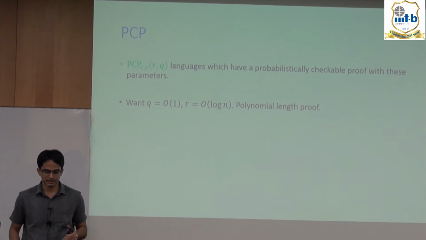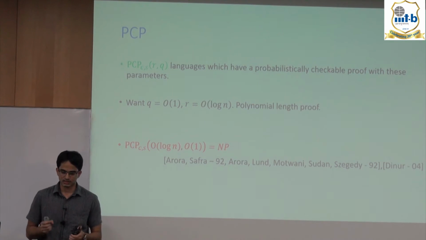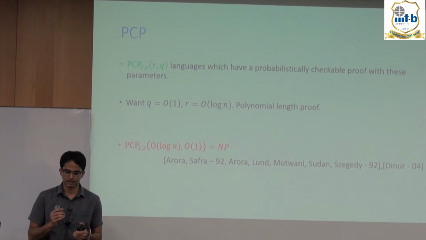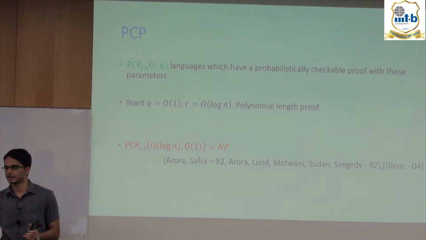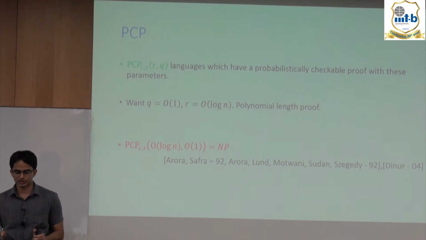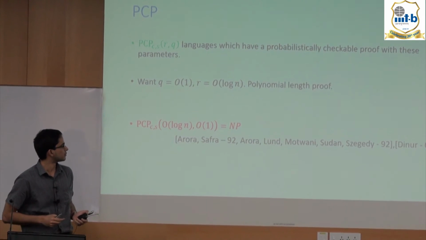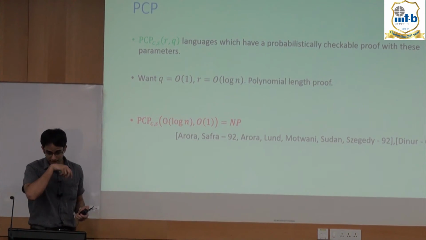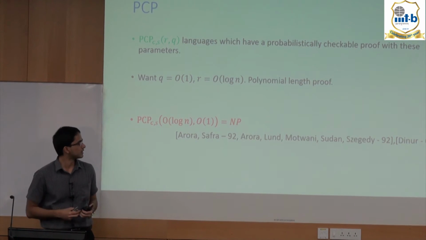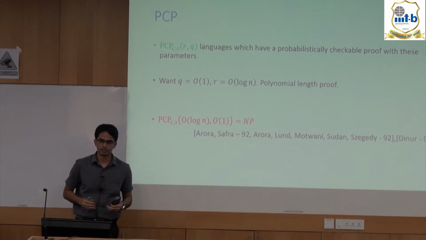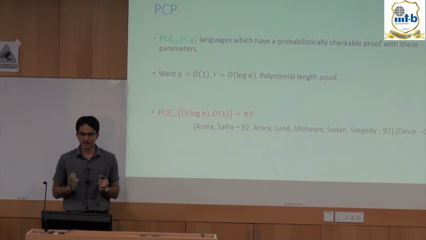In a very surprising breakthrough result, it was shown that this class of languages, PCP C,S, with R equal to log n and Q equal to order 1, is exactly equal to NP. This is a huge result proven by Arora, Lund, Motwani, Sudan and Szegedy, building upon the previous work of Arora and Safra. And more recently in 2004, Dinur gave a completely different view of this theorem. So it's hard to overstate how awesome this theorem is.